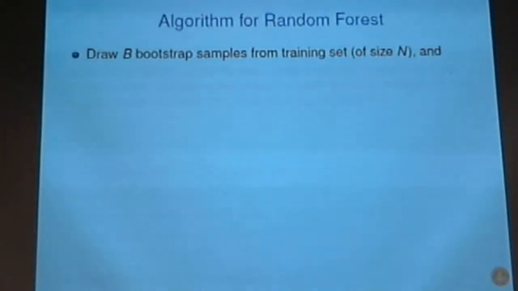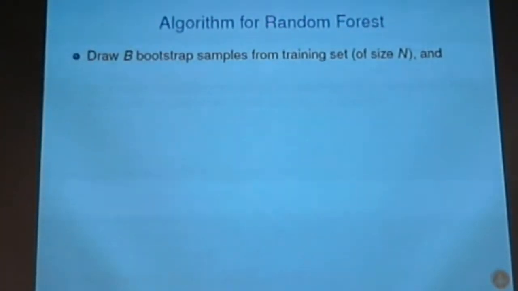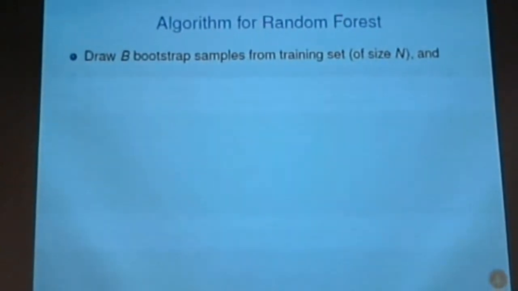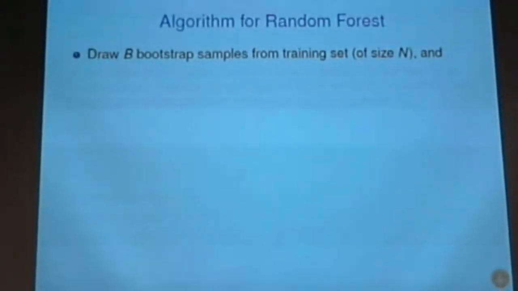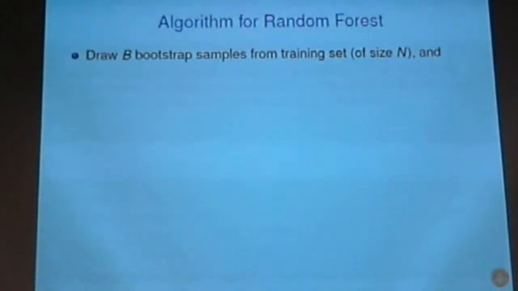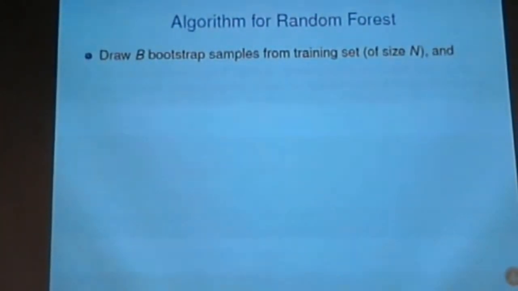The idea is that instead of drawing, say, bootstrap samples from the training set of size n, there's a modification of that as well. Instead of using the complete training set, some would suggest using only a fraction of it, maybe 2/3 or something. Anyway, let's look here. Draw B bootstrap samples from the training set of size n. The original algorithm suggests using the complete training set.